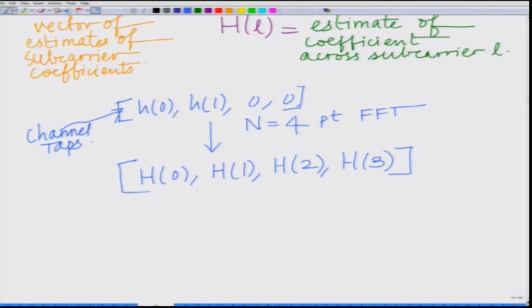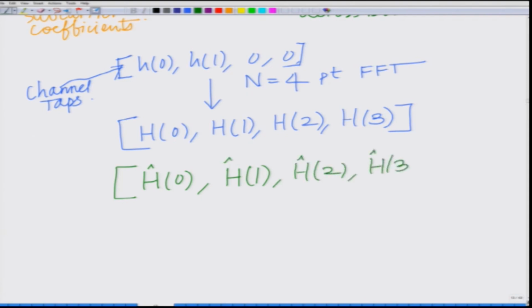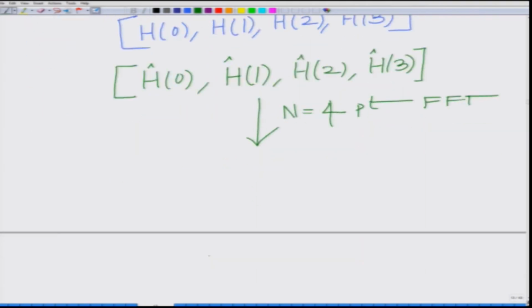Now, if you take the IFFT, what we have is something slightly different. Instead of this, what we have is the estimates of this, right. So, naturally, if you take the IFFT of the channel coefficients, you get back the channel taps. However, what we have are the estimates of the channel coefficients, H hat 0, H hat 1, H hat 2, H hat 3, and now once you take the n equal to 4 point transform, what you get here are estimates of the channel taps in the time domain.